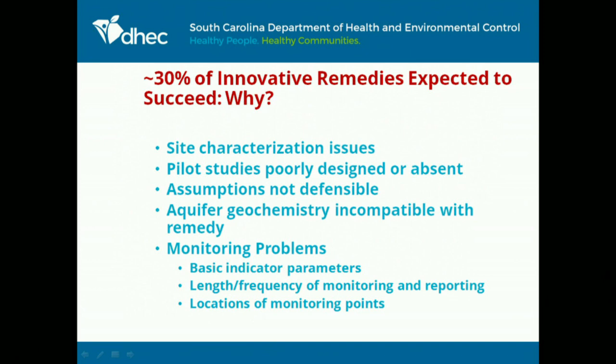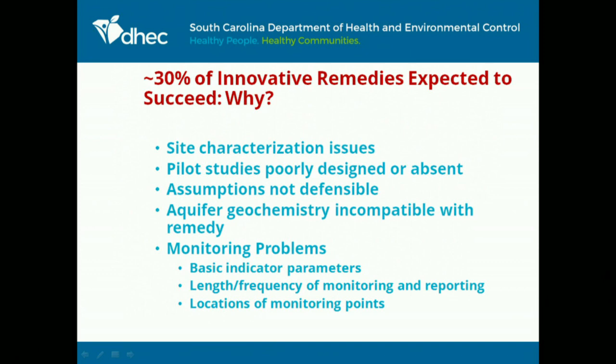One of the biggies and one of the key parts of the chlorinated solvent decision tree is that the aquifer geochemistry was not compatible with the remedy. And there were some monitoring problems. Sometimes all you need are some basic indicator parameters, and they'll tell you, are you having an effect? Is your technology affecting groundwater? And those are fairly cheap and inexpensive, and they give you quick information.